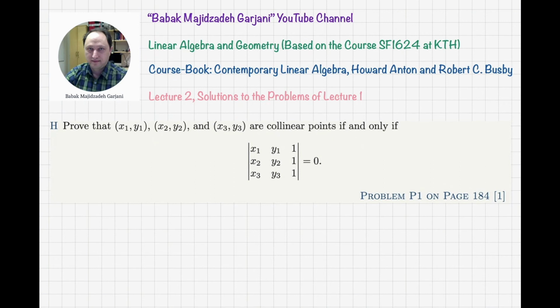Okay, so next problem. Prove that x1, y1, x2, y2, and x3, y3 are collinear points if and only if this determinant is equal to 0. This is problem P1 on page 184 of the course book.